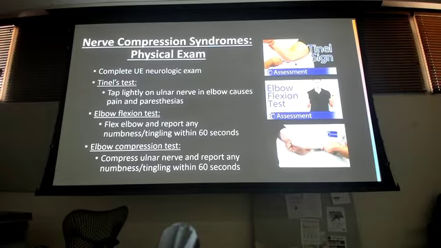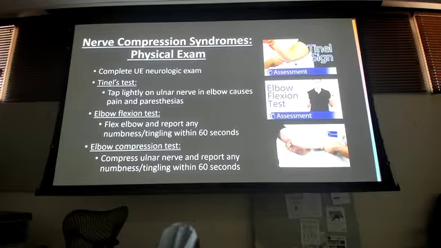So Tinel's test, you basically tap lightly on the ulnar nerve, and it causes what? Pain and/or paresthesias, okay? If you're tapping on the ulnar nerve, should they have pain at the medial epicondyle? Not necessarily, right? But they may have that numbness. So again, Tinel's, you see this picture up here?